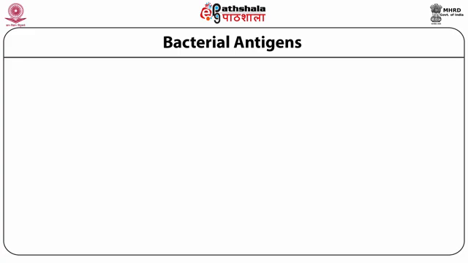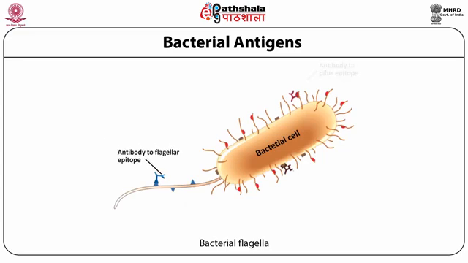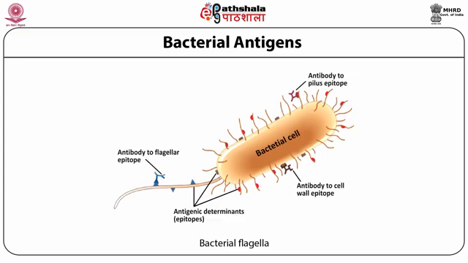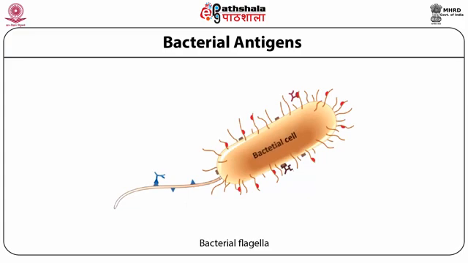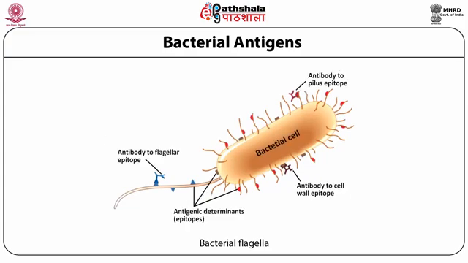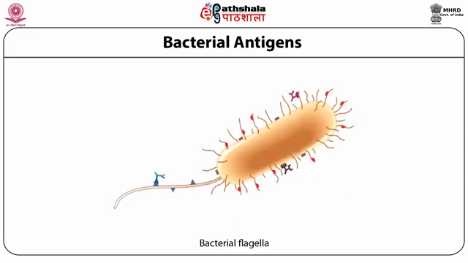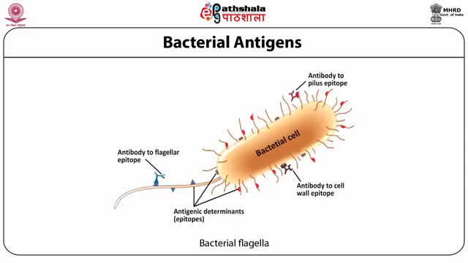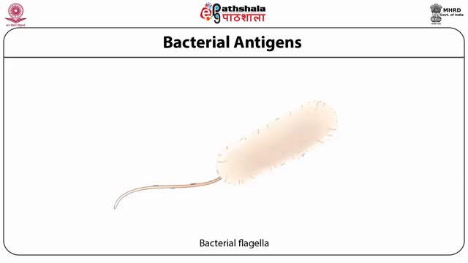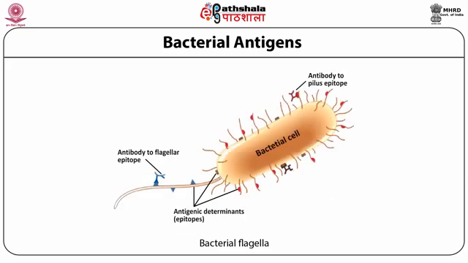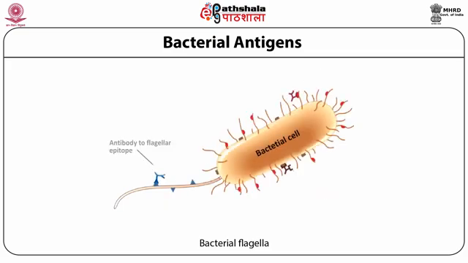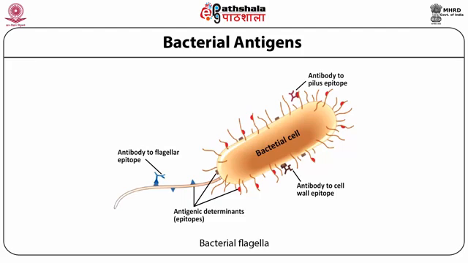Let us look at the bacterial antigens. While bacterial cytoplasm contains many antigenic substances, it is the surface antigens which are important in provoking an immune response in vivo. The cell wall is the first important surface antigen. It consists of peptidoglycans in case of gram-positive bacteria and is made up of polysaccharide lipoprotein structures in case of gram-negative bacteria.